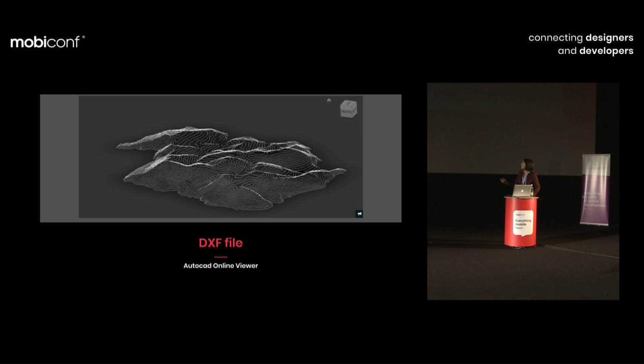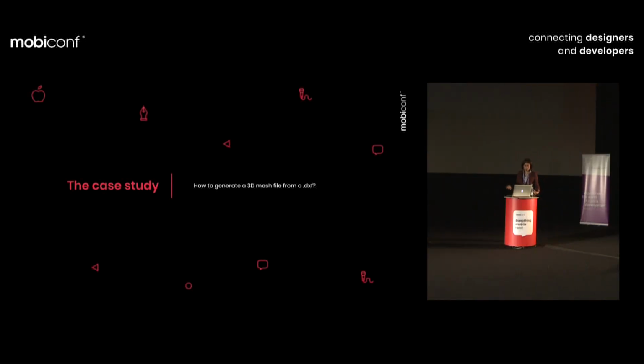Okay, this is the DXF file used to create our terrain for the Gorgona Islands. In this particular case, we had to deal with isocontour curves describing the structure of a terrain. But how did we generate a mesh from such a DXF file?